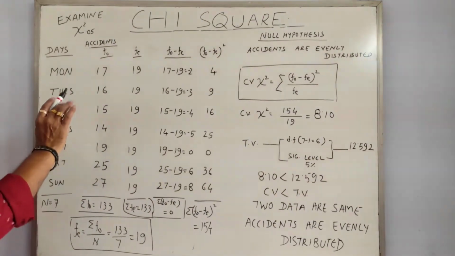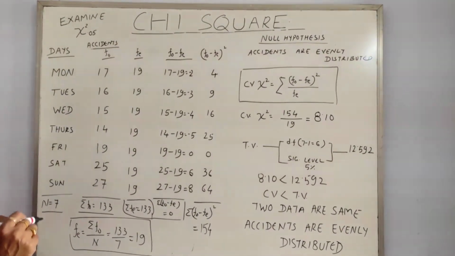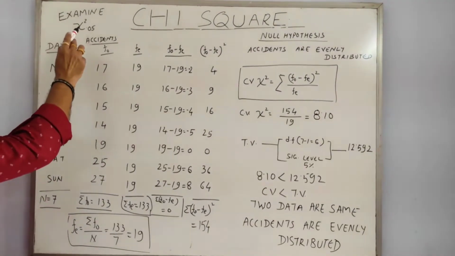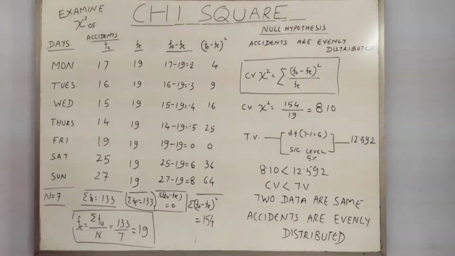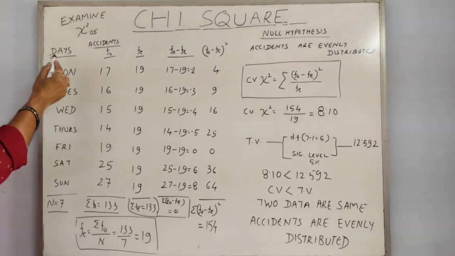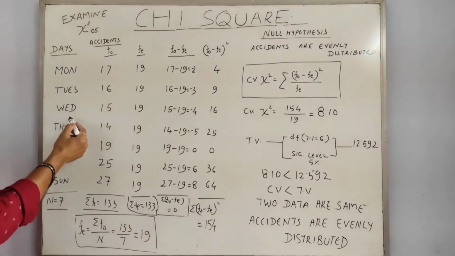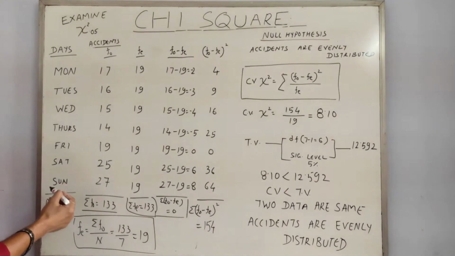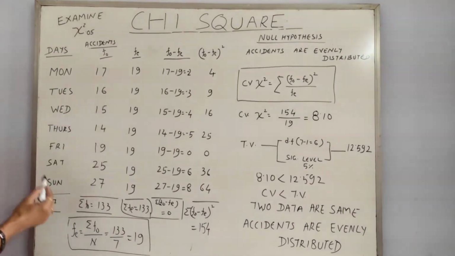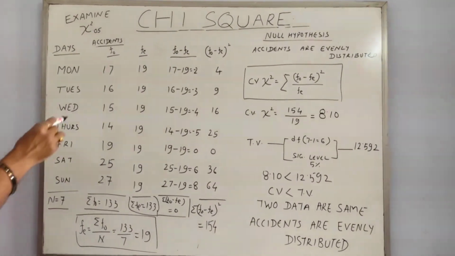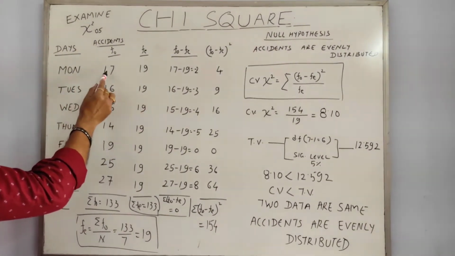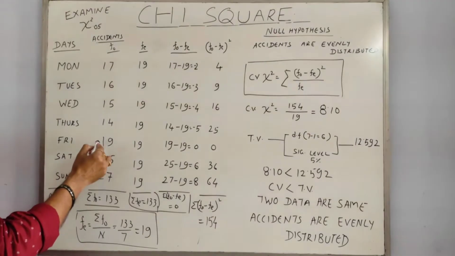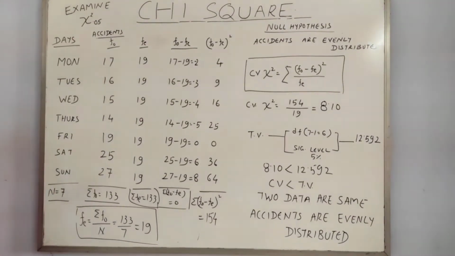Now we will take a question which is very straight one. Here we have to examine chi-square with level of significance of 5%. In the question it will be given days: Monday, Tuesday, Wednesday, Thursday, Friday, Saturday and Sunday. The days are total 7. And the number of accidents that take place. So here it is 17, 16, 15, 14, 19, 25, 27.